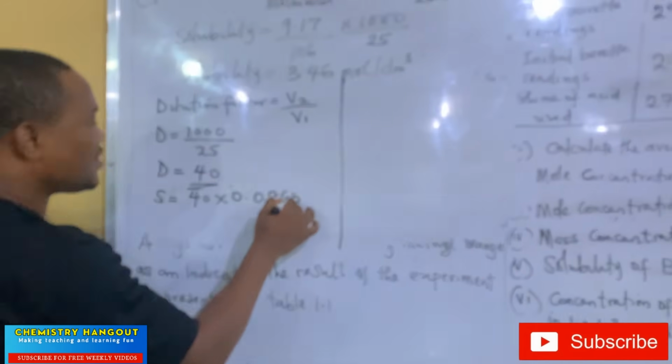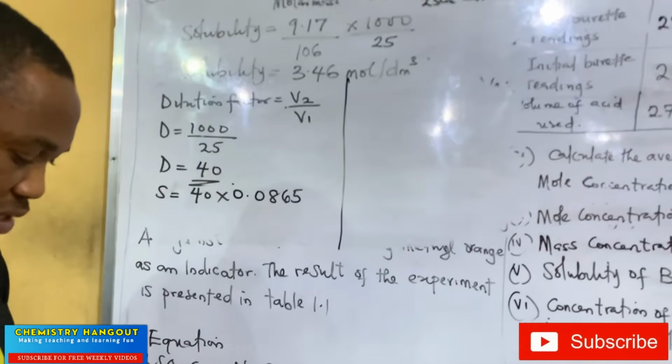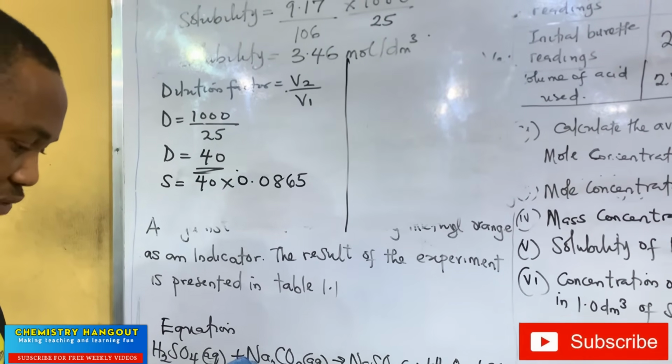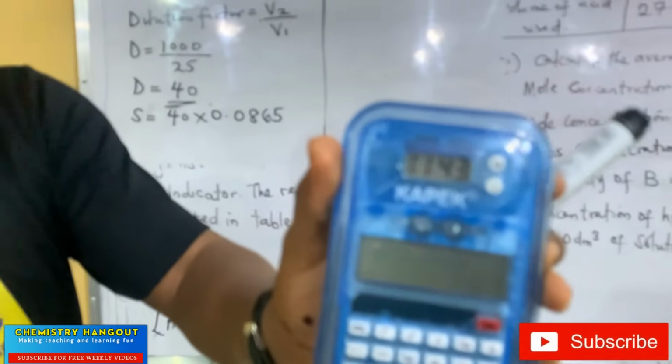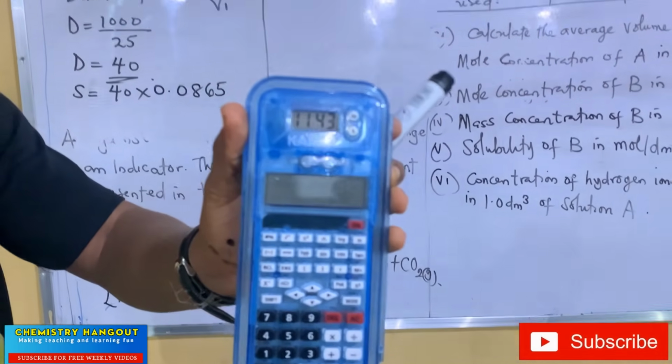0.0865. Okay, so let's see now. 40 times 0.0865. Look at the answer. Did you see that now? Same answer, right? Yes, same answer.